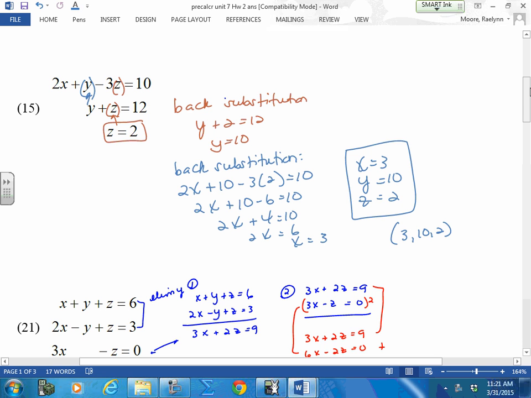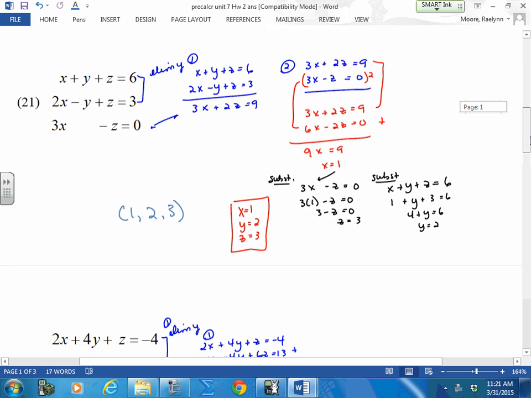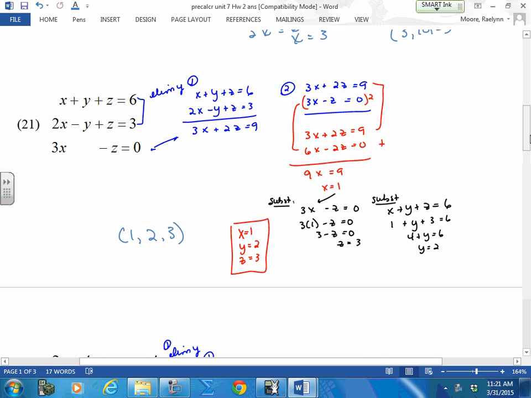Concept of solving backwards. Find your one variable, plug it into something that has two, plug it into something that has three. Okay, how did this one work? Be honest with me. How many of you didn't get this one? Okay, I'll be glad to do this one.